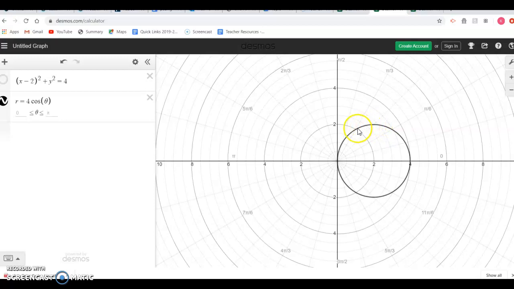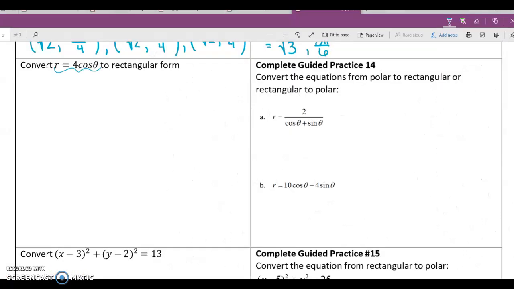So every point on this graph satisfies the equation that its radius is equal to 4 times the cosine value of that theta that we're at. You might notice that I have another equation set up for that, but we'll get there, don't worry. So we want to convert this into rectangular form.